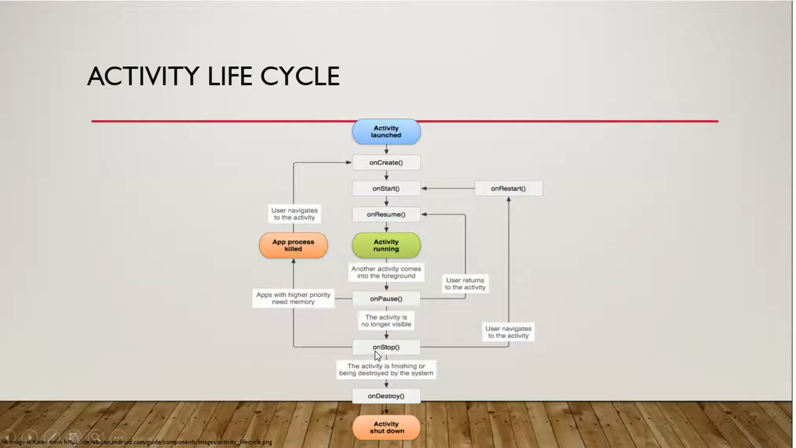After onStop, while the system is stopping our application, the app may be killed because an app with higher priority needs memory. The application with higher priority wants to run, and that's why the system will kill this activity. And when the user comes back to this activity, the onCreate method will be executed by the system again.